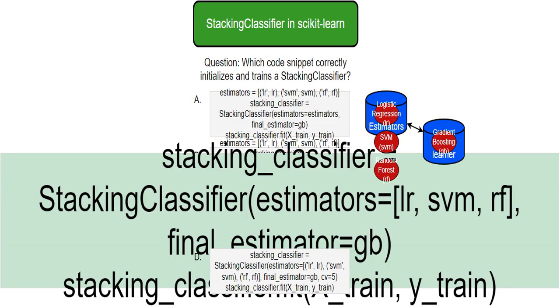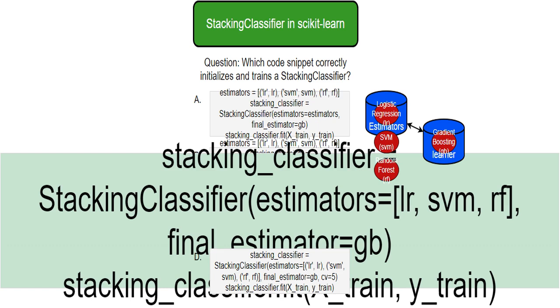This is the best option. I've correctly named my estimators, specified the meta-learner, and importantly, used 5-fold cross-validation. cv=5. This helps prevent overfitting and makes the model more robust.